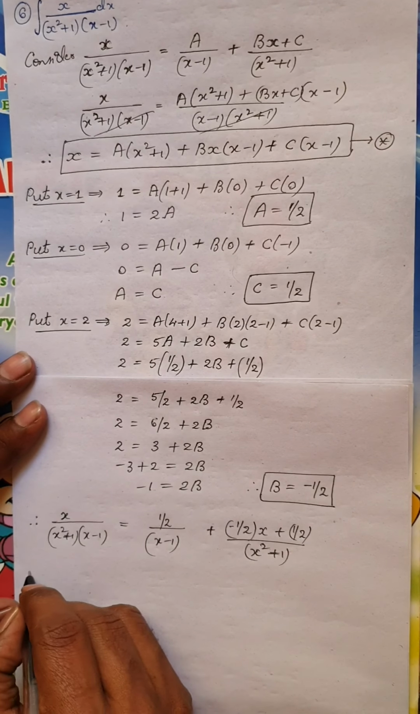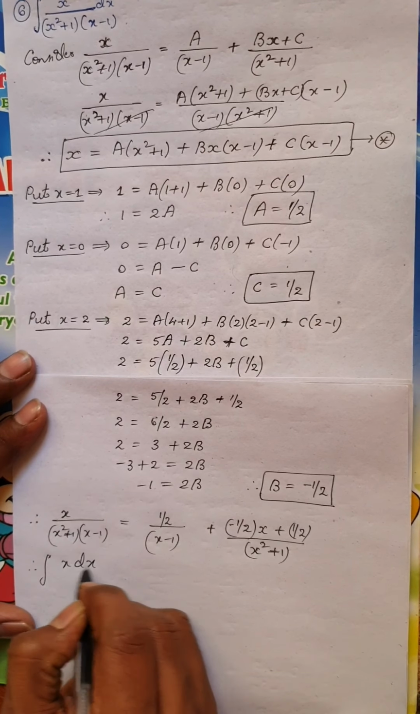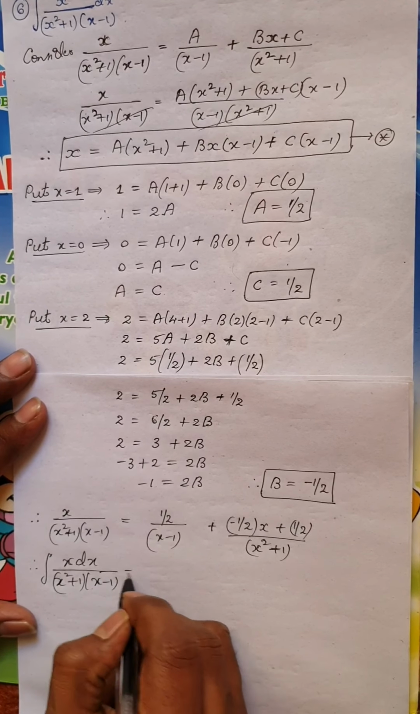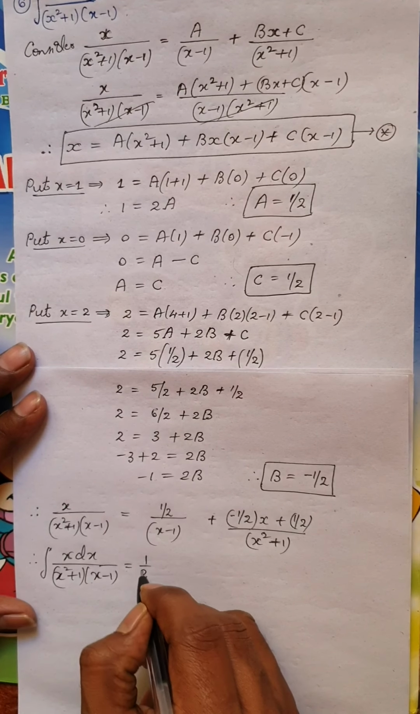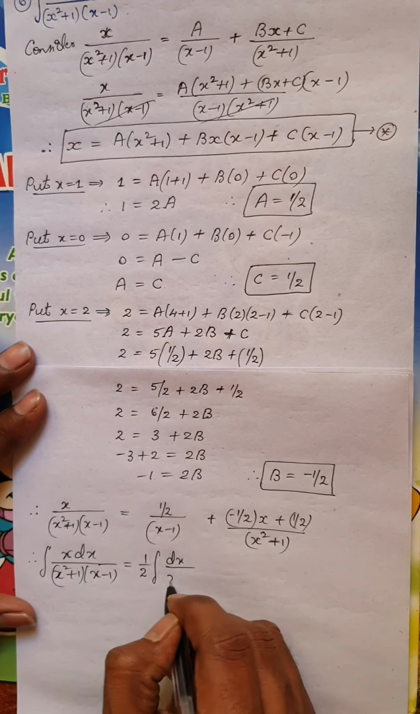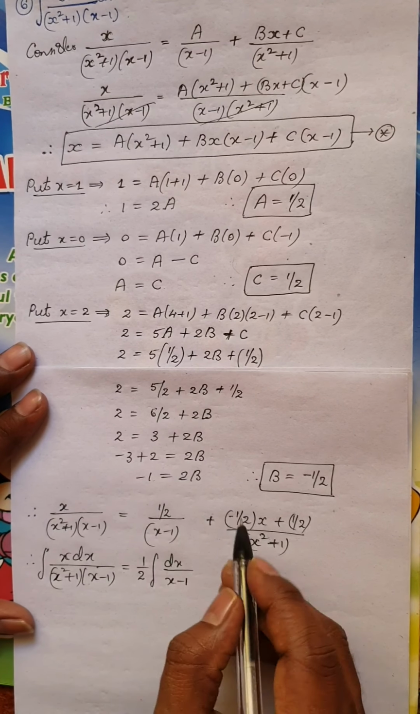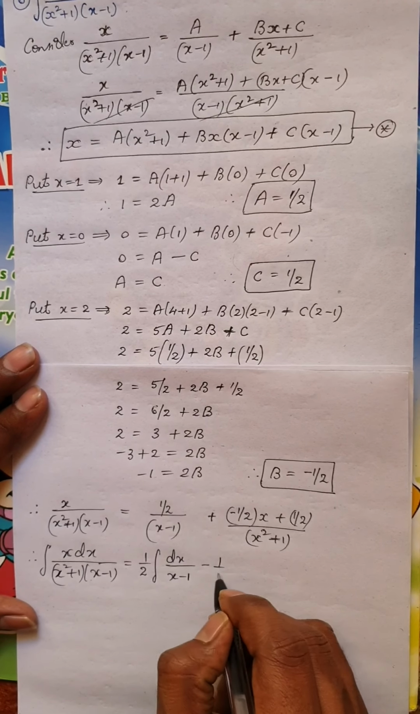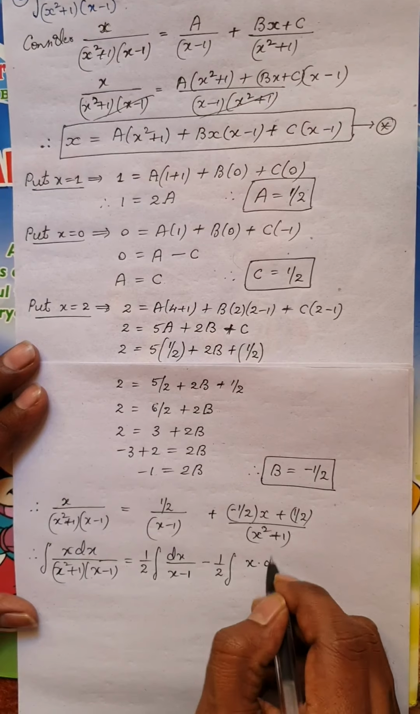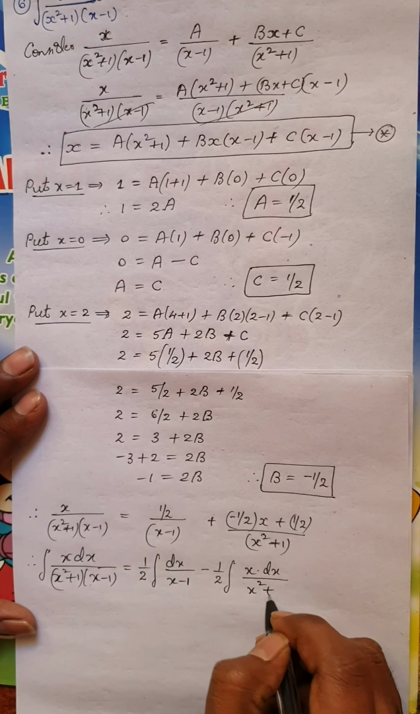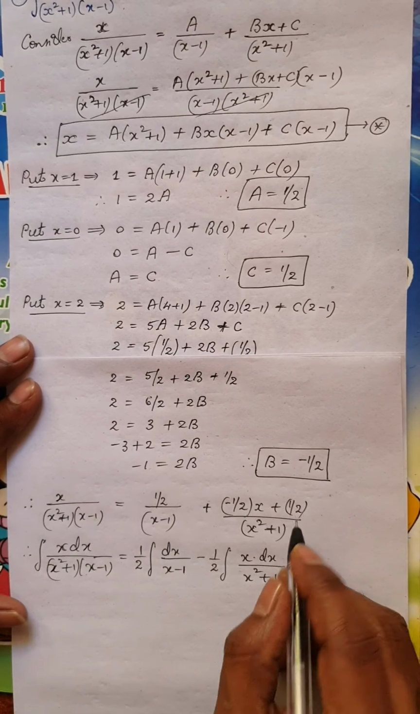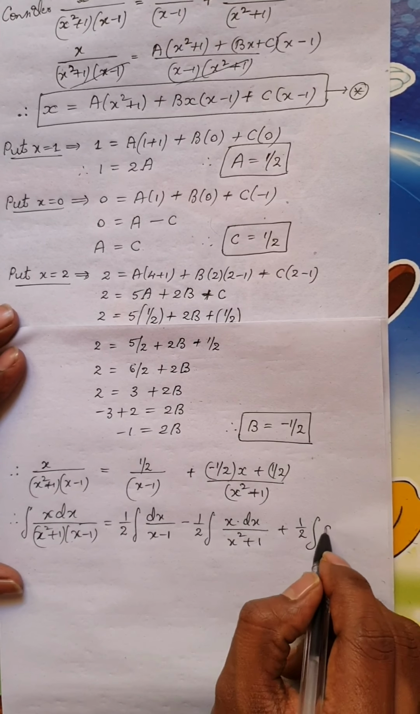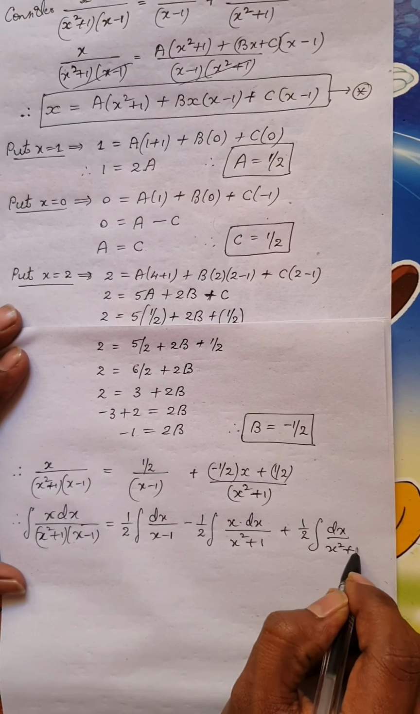Now let us take the integral. Therefore, integral of x dx divided by x square plus 1 into x minus 1. This is nothing but half is a constant, I will keep as it is, integral of dx divided by x minus 1. Now I am going to take this x square plus 1 separately for each integral. So this becomes minus half is a constant, integral of x into dx divided by x square plus 1. Okay. Similarly, plus half is a constant, integral of, now it is just 1, so dx divided by x square plus 1.